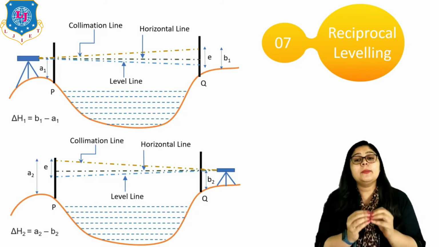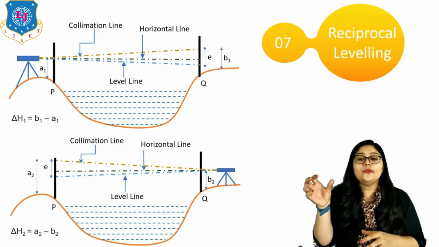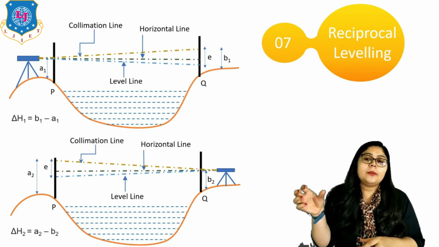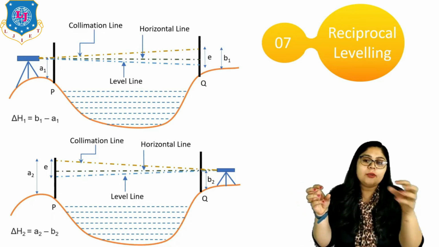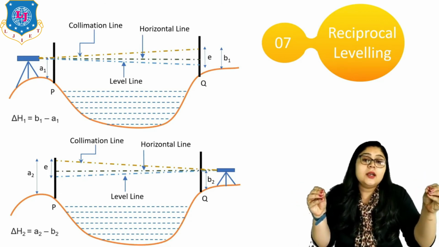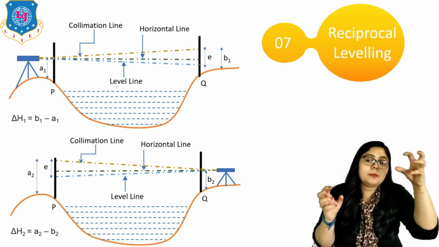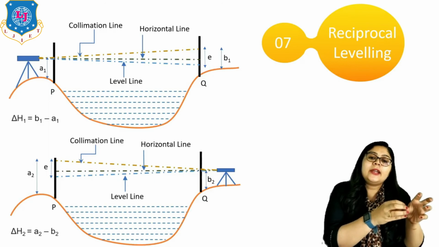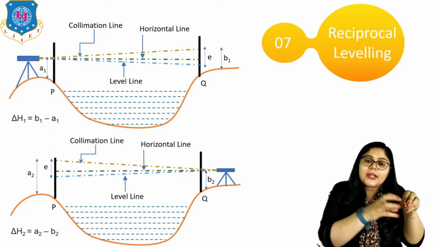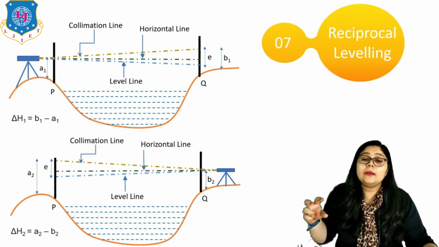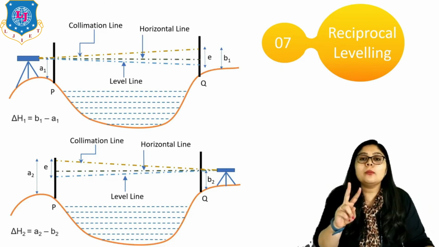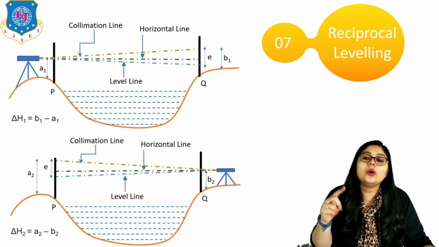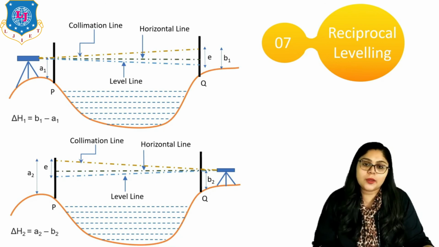Here I am doing simply one thing. At one bank of the river, I am setting up my instrument and trying to get readings for this end and the other end. Simultaneously, I am taking my setup to the other bank also, and trying to get the readings for this point as well as the far point. By doing this process from both ends, I am getting two terms, delta H1 and delta H2, right?